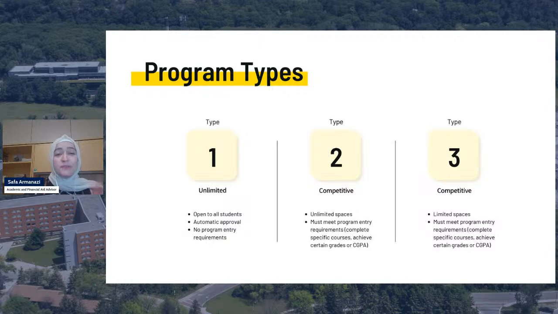Examples of type 2 programs are a bio major, and chemistry is a type 2 program as well. An example of a type 3 is something like our CCIT program or our commerce program, computer science major or specialist program. So these are examples of type 3 programs. And type 1 programs are open to all students. An example would be our geography major, for example, or history.